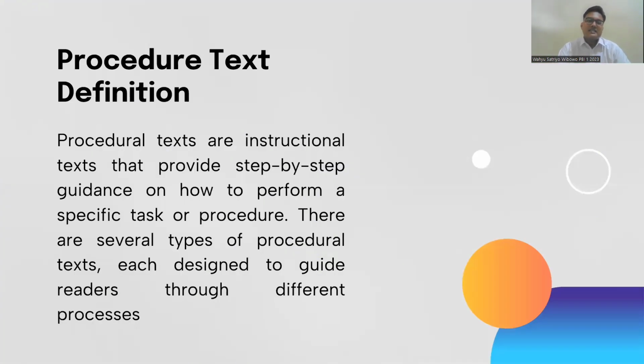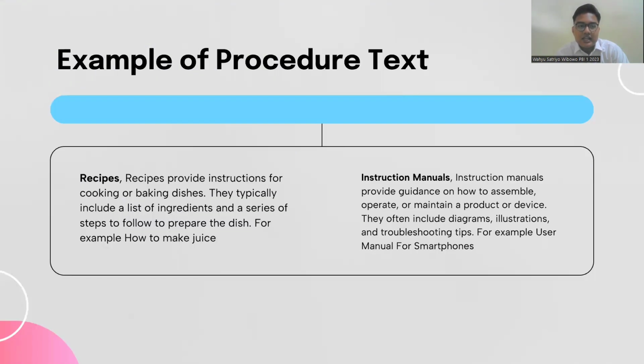What is procedure text? Procedural texts are instructional texts that provide step-by-step guidance on how to perform a specific task or procedure. There are several types of procedural texts. It's designed to guide readers through different processes. The one is recipes. Recipes provide instruction for cooking or baking dishes. They typically include a list of ingredients and a series of steps to follow to prepare the dish.